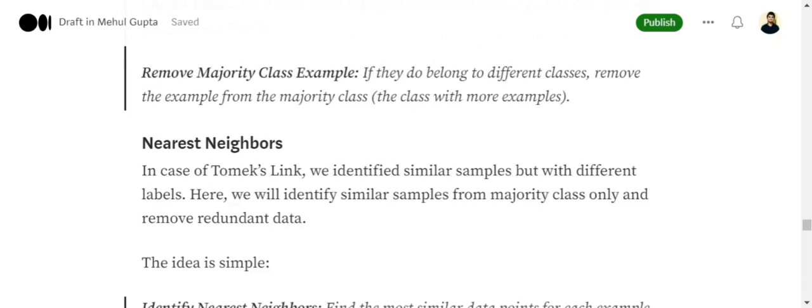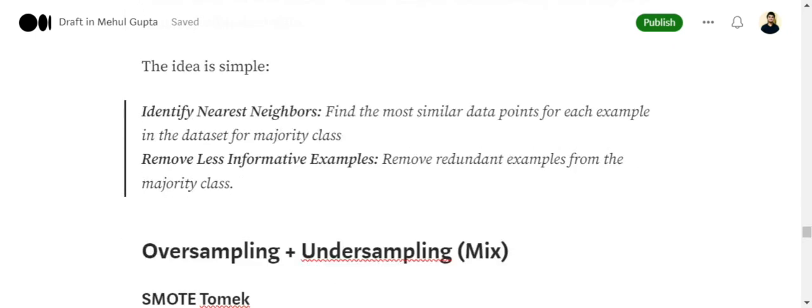Now moving on to the next algorithm in this section, that is the nearest neighbor. Very similar to Tomek links but with a minor difference. In case of Tomek links, we were trying to figure out pairs that are from different classes. In case of nearest neighbor, we are trying to figure out samples from the majority class that are very similar to each other, so that we can reduce this information, we can remove redundant points, almost redundant points from the dataset. Again, the idea is very simple.